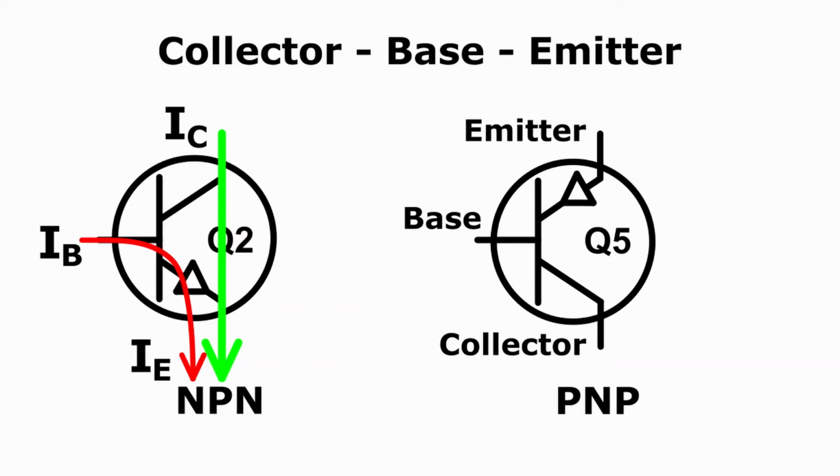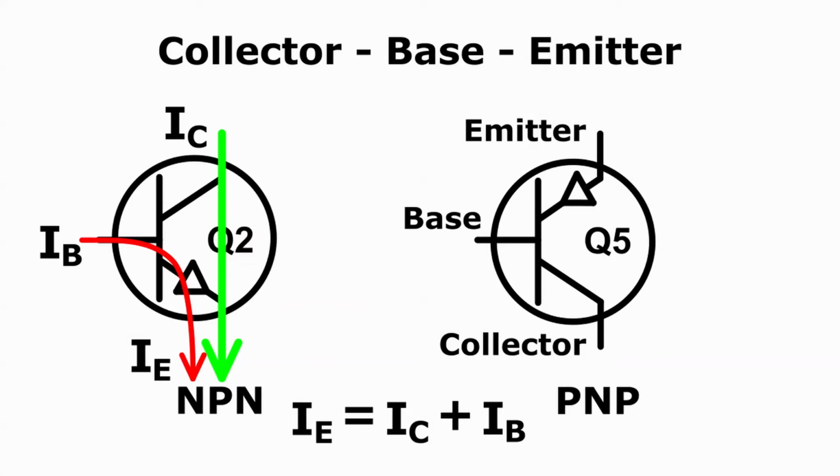The sum of all the currents which flow into a transistor must be equal to the sum of all the currents which flow out of it. Otherwise, electrical charge would build up inside the transistor and it would be acting like a capacitor. It doesn't do that. So, the emitter current must be the sum of the collector current and the base current.